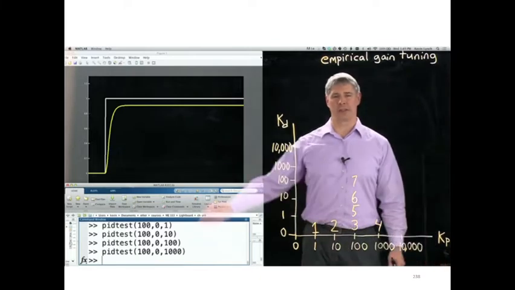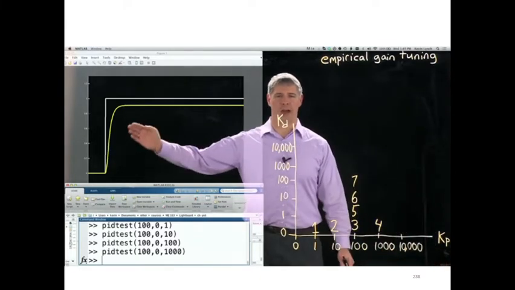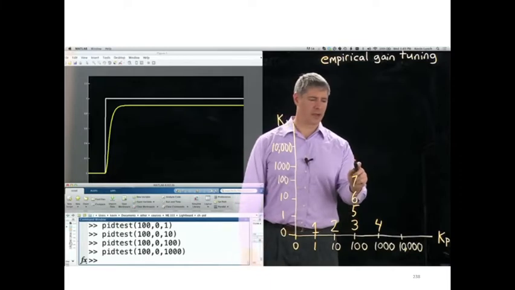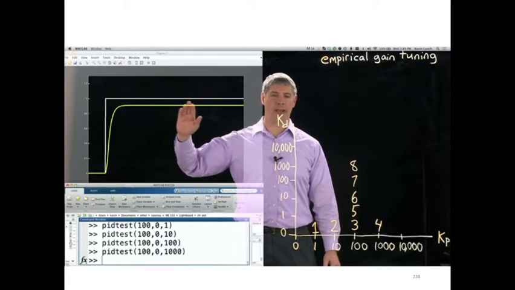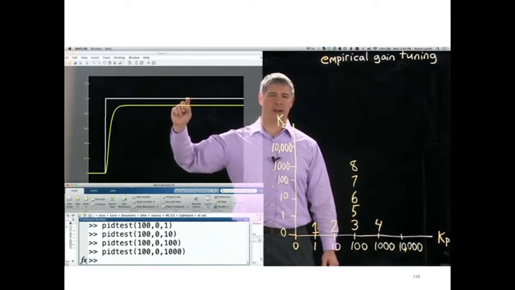Okay, now we're getting something that looks pretty good. So we're getting this smooth rise and settling. So this is guess number 8. Okay. So this response doesn't look bad. We still have some steady state error.